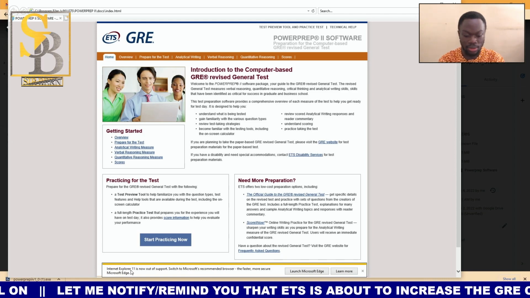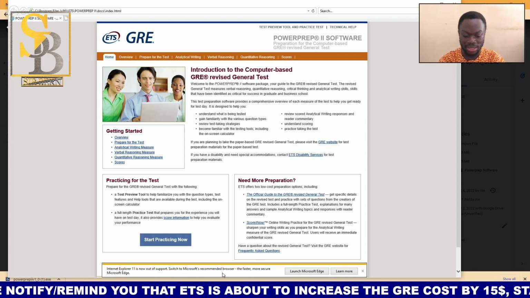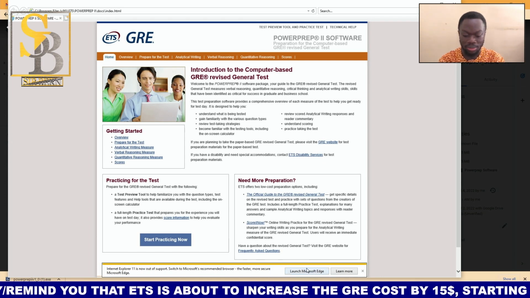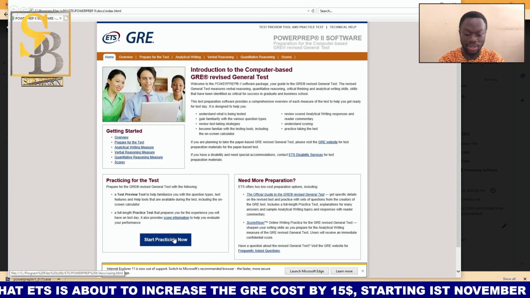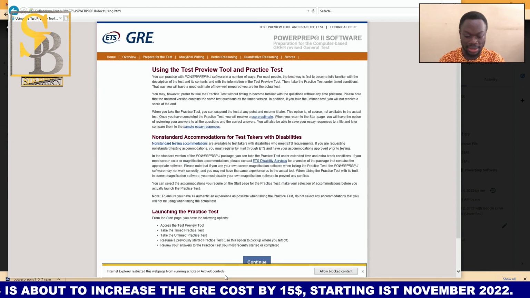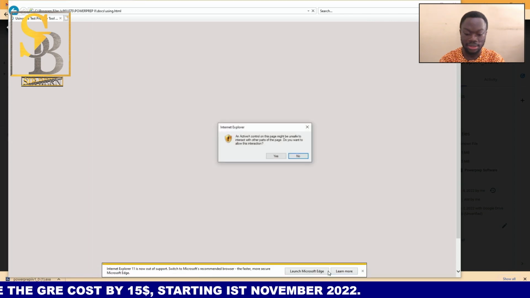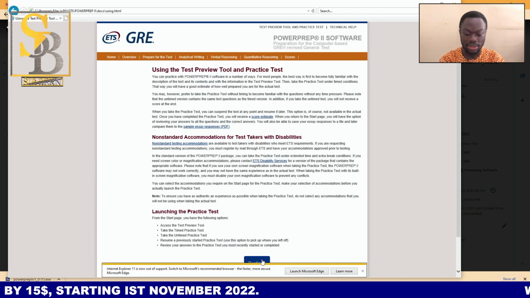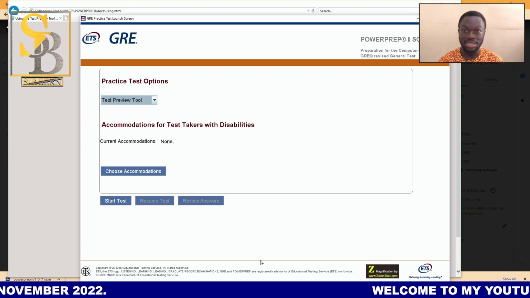They are saying that Internet Explorer 11 is now out of support. Switch to the Microsoft recommended browser, the faster Microsoft Edge, but Microsoft Edge cannot do it. It's Explorer, so I'm still going. Start practicing. Then they are saying that Internet Explorer restricted this web page from running scripts or ActiveX controls. Allow blocked content. Then I go to yes from this option. Then continue. Upon clicking continue, it opens this interface.